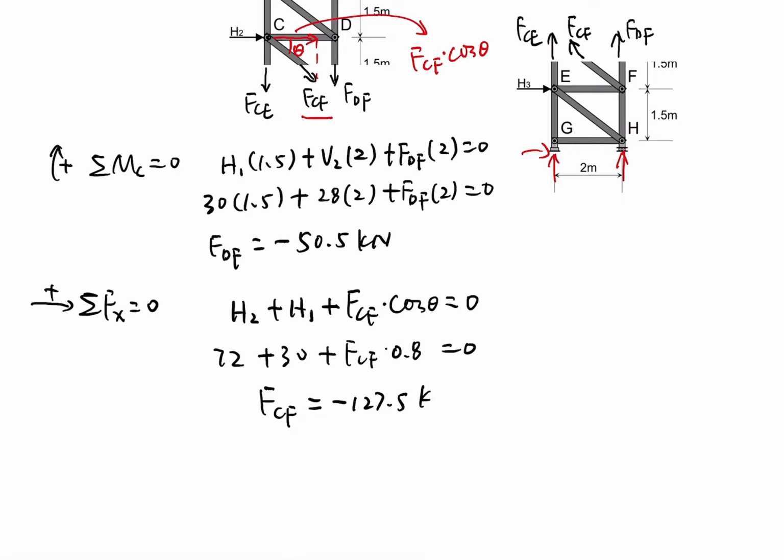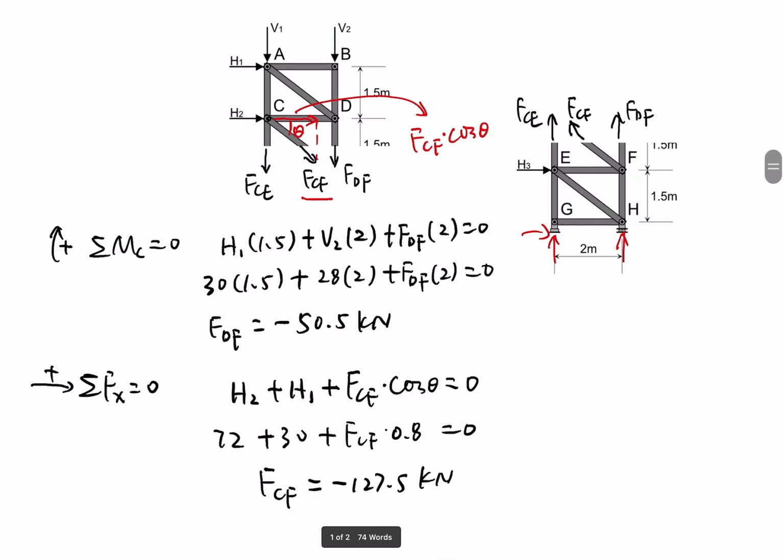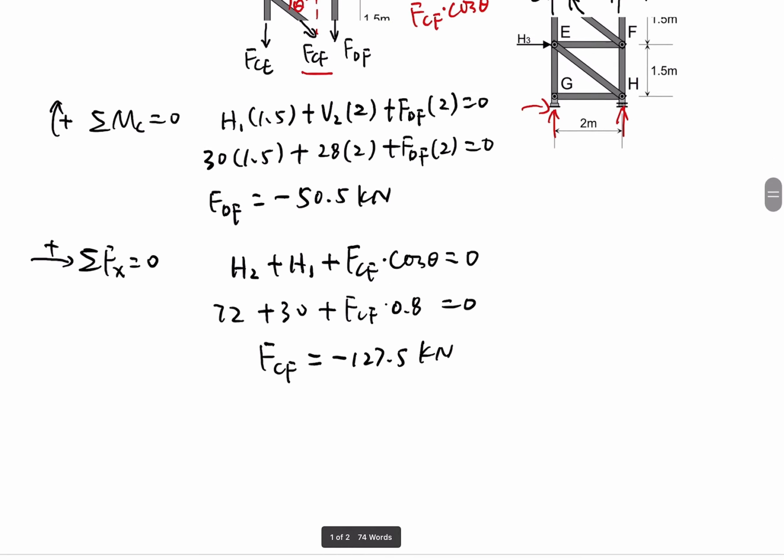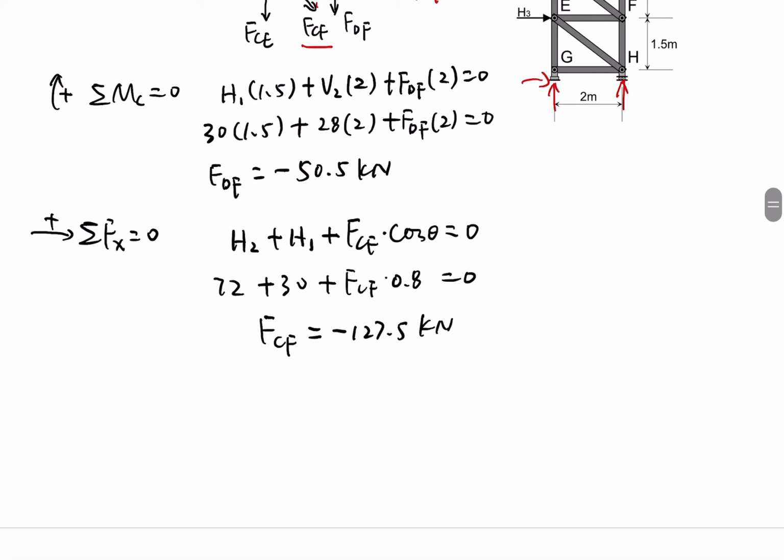Then we can derive FCF is negative 127.5 kilonewton. In this question they ask to round to 3 significant figures, but here we have 4 significant figures. So if we write it to 3 significant figures, we will have FCF approximately equal to negative 128 kilonewton. Okay, so this is the member force in DF and the member force in CF.